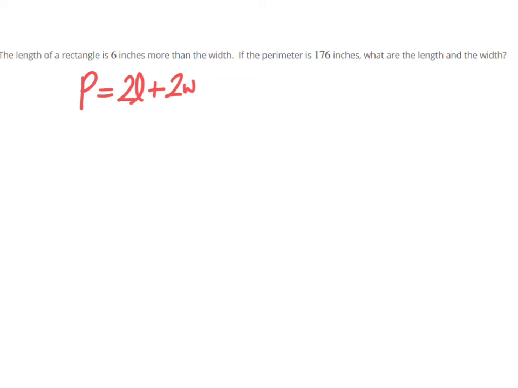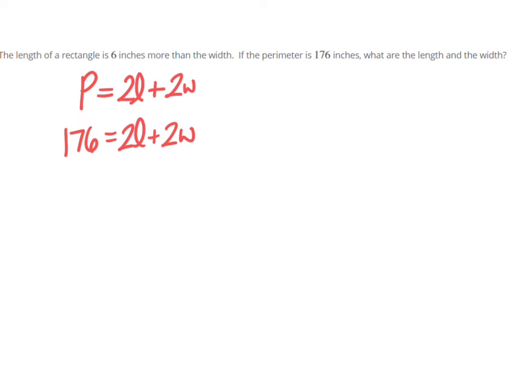Now, in this particular problem, they actually tell us what the perimeter is. So instead of putting a P there, I could put a 176. That is the perimeter. And you can see here is one of the equations. It has an L and a W for your length and your width. We have one more piece of information. It tells us that the length of the rectangle is 6 more than the width.